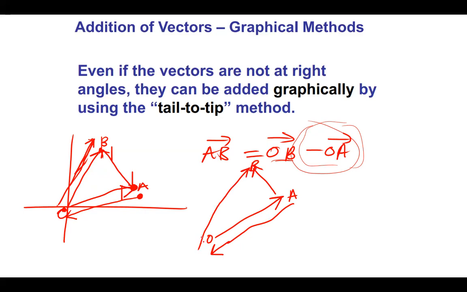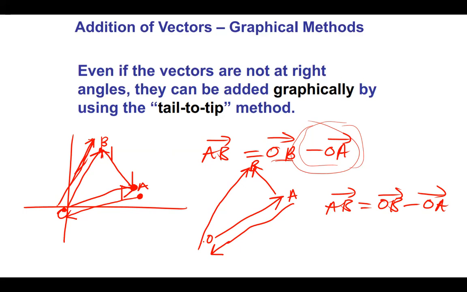So move from OA and then positive OB. That's why we always have AB equal to OB and negative OA, because we are moving against OA, so I'll have a negative there. Then OB will still remain positive. That's how you add graphically vectors that are not at right angles.